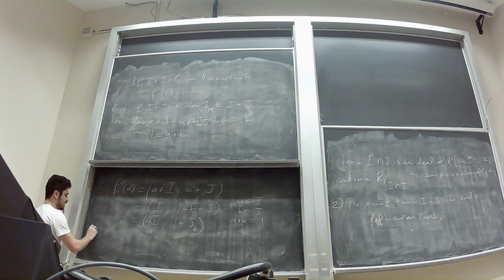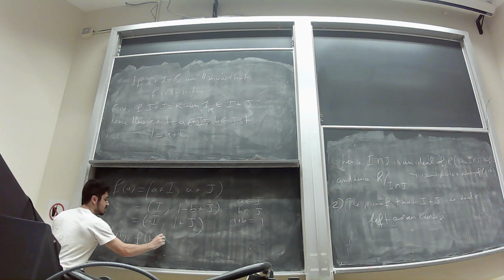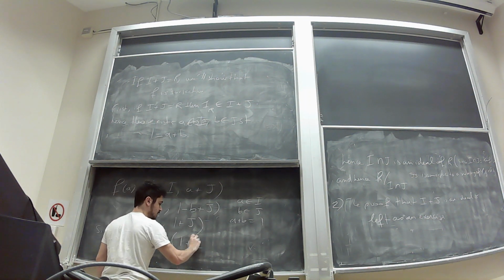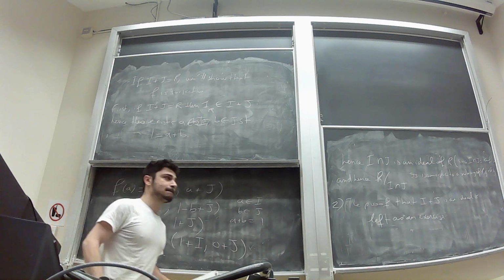Now similarly, what is f of b? What do you expect f of b to be? F of b is equal to 1 plus I and 0 plus J. Okay?